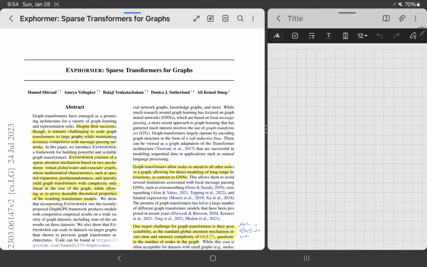So Exphormer basically takes the transformer, converts it to a graph. A transformer is basically a graph, the attention mechanism, or it is rather, and then they manipulate it in that space as opposed to manipulating it in a sequence and token space.